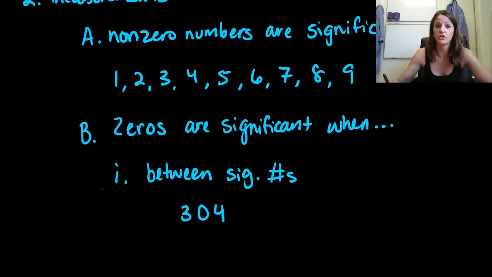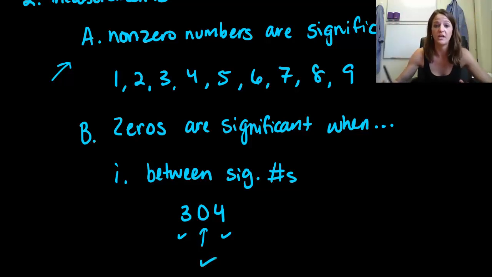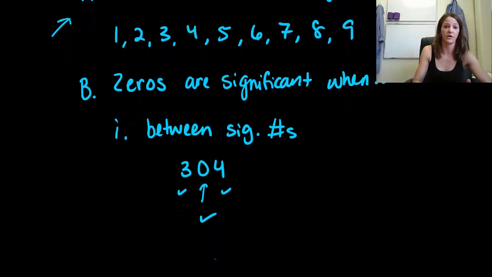We know for sure, just because of rule A, the one we just did, that 3 and 4 are always going to be significant numbers. But our question is, is that 0 significant? Well, based on our rule that we just said, if you have a 0 between two significant ones, that 0 is definitely significant. Okay, so that's a significant one.